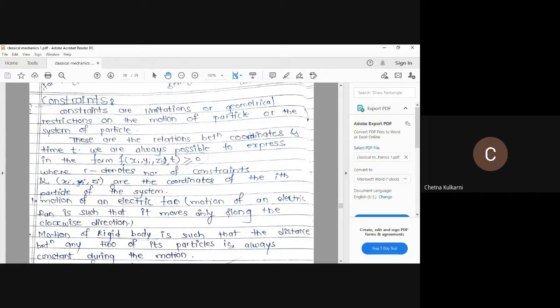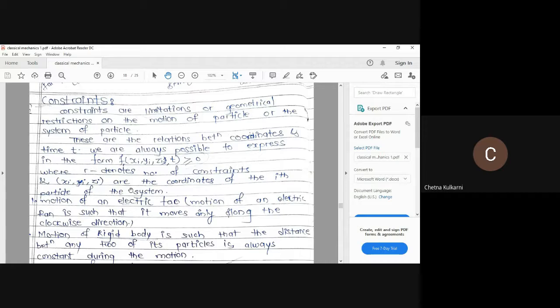And xi, yi, zi are the coordinates of the ith particle of the system. So here it is considered with the ith particle of the system. If you have a single particle, you can say directly x, y, and z, and t is the time. So, what are the constraints? These are simply limitations or restrictions, geometric restrictions on the motion of a particle. Now, how can we say it is a geometric restriction?